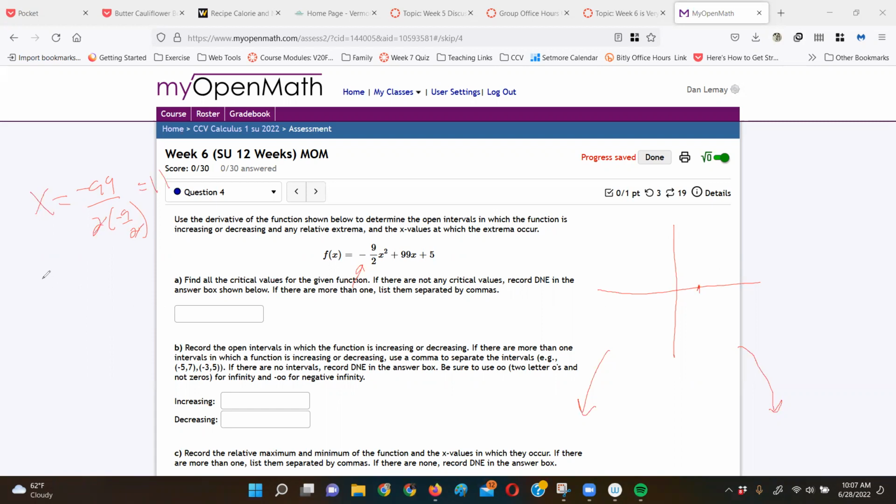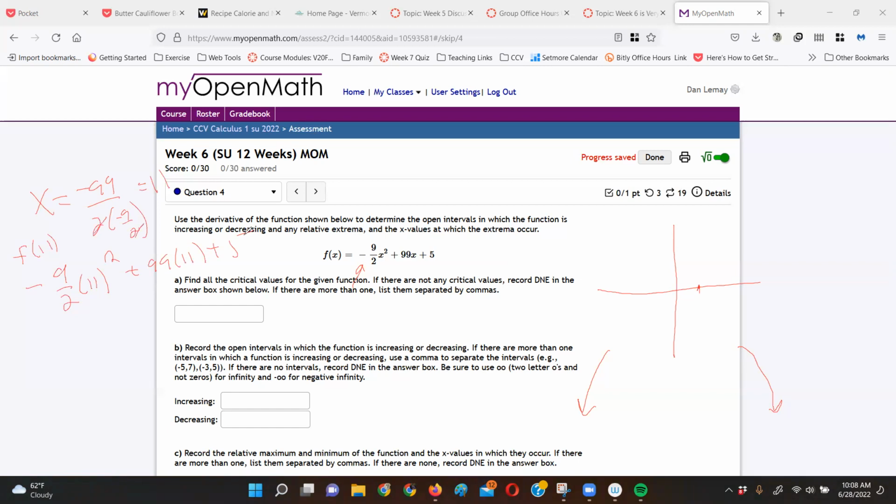And then what's y going to be? Well, then we're going to evaluate f of 11 to find the vertex. That's negative 9 over 2 times 11 squared plus 99 times 11 plus 5. Let's see, give me a minute here to find my calculator. Here it is. I won't do the on-screen one.